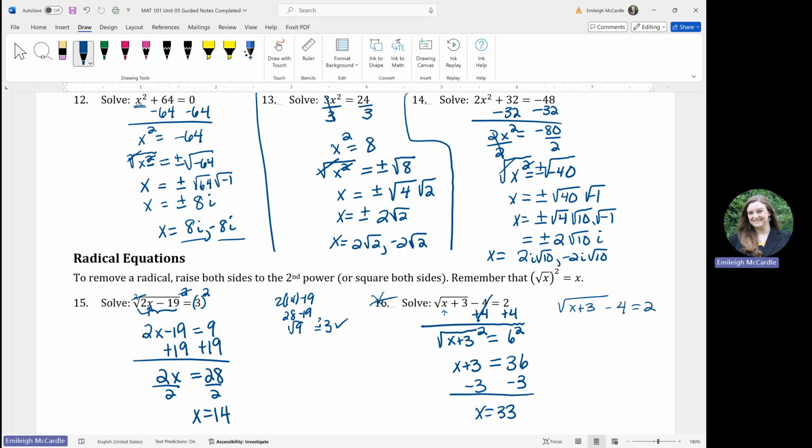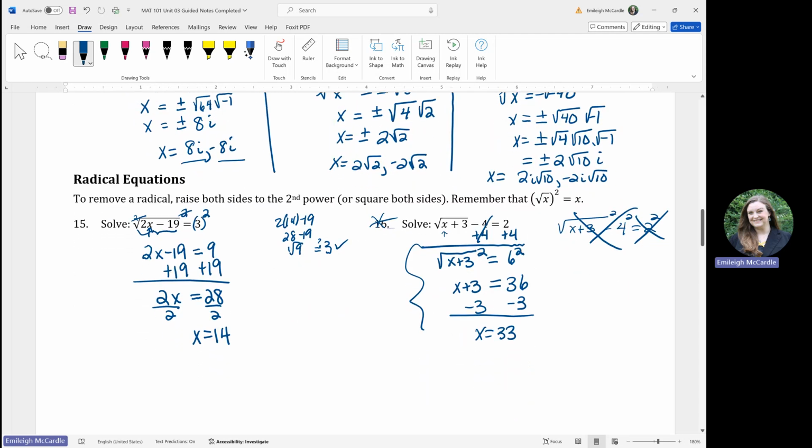The other thing that I see is people putting squares on each thing. If you put more than 2 squares, then you've done the problem wrong. This is not equivalent to what I have done here in this problem. You have to isolate the radical first, then you can square both sides. So that does not work either. Don't do that. That was a quick note on those.